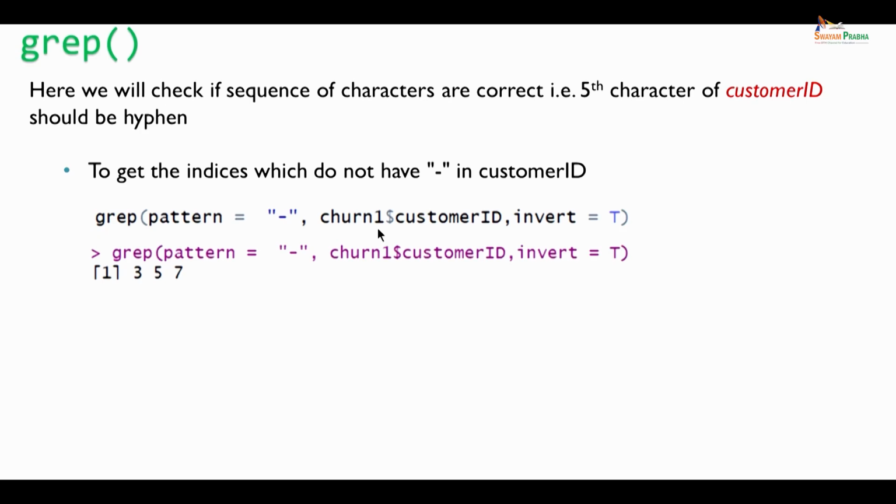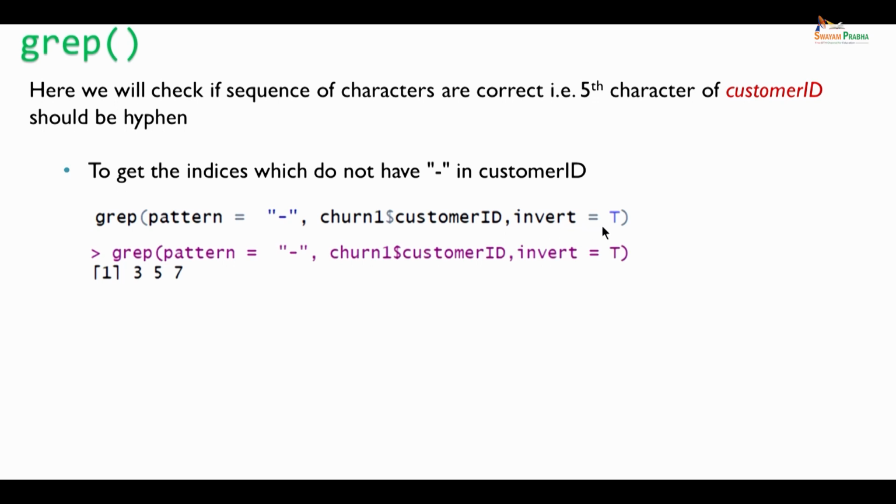Here I have used churn1. Now I have a copy of my churn which is expressed in terms of churn1, so that I have the original data frame where I am not doing any changes. This is the new data frame, that is churn1. So from the customer ID, I am going to check if the pattern is hyphen.